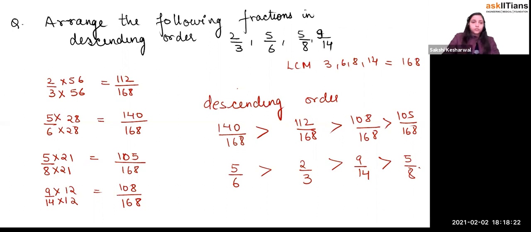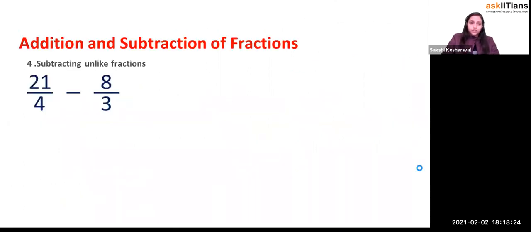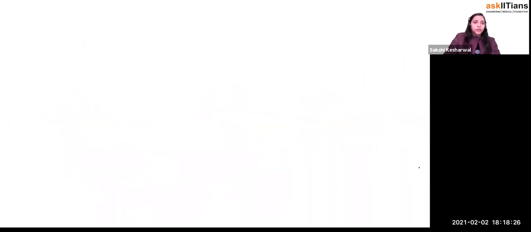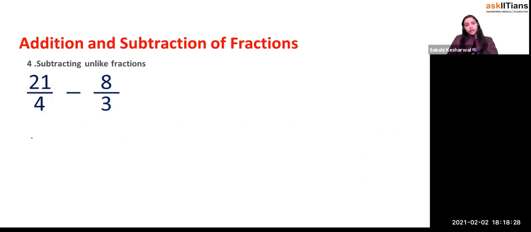Okay, now coming to the subtraction of fractions. It's the same thing, the subtraction of unlike fractions. When you are going to subtract, you cannot do the subtraction immediately when you have different denominators. So always you have to convert the given figure into equal numbers of parts, and then you can take away what you want, right?